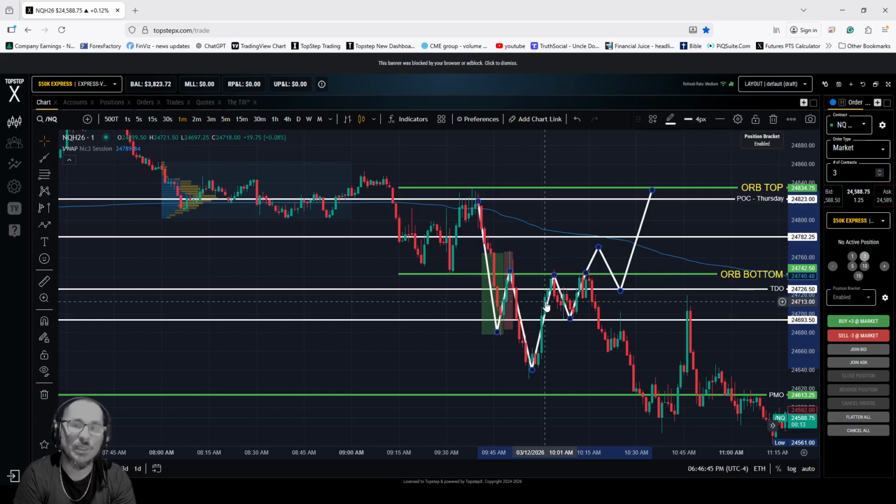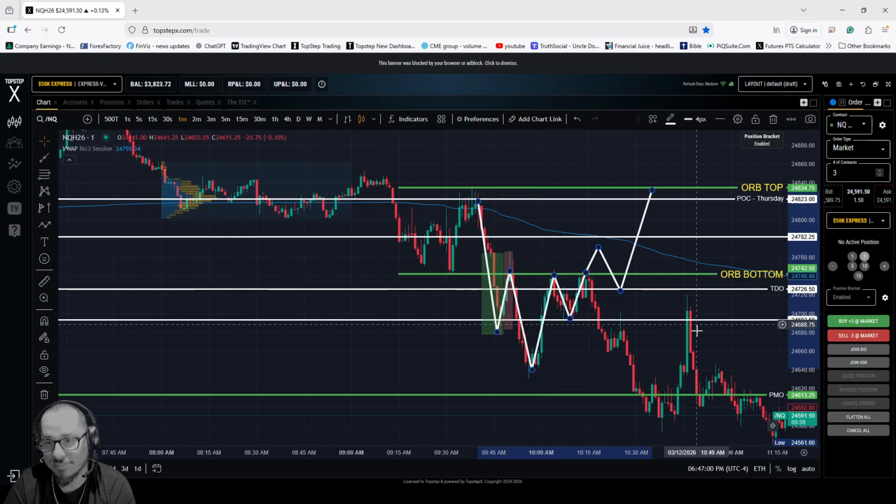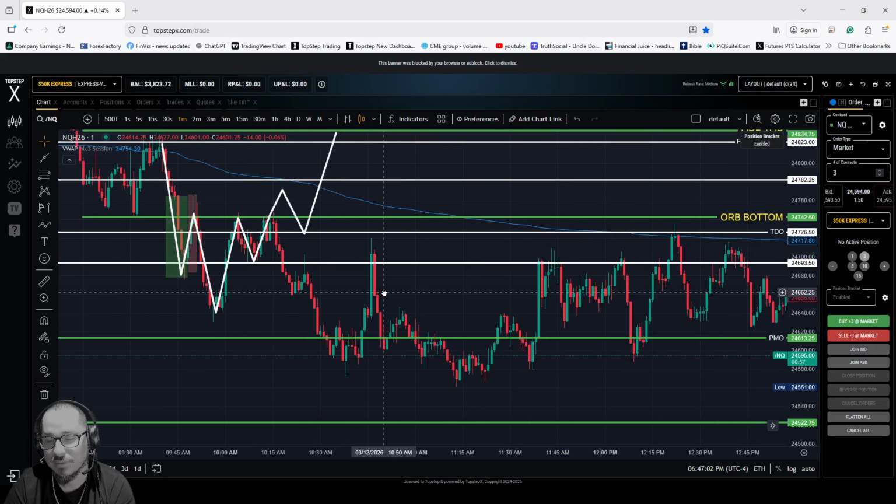Because for it to be an inverted head and shoulders to go to the upside, it needs to break out strong and then come back down to retest that neckline. That's why in real time I was able to tell you guys, yeah, that's just gonna go down. And then eventually it came back up, retested and continued down.